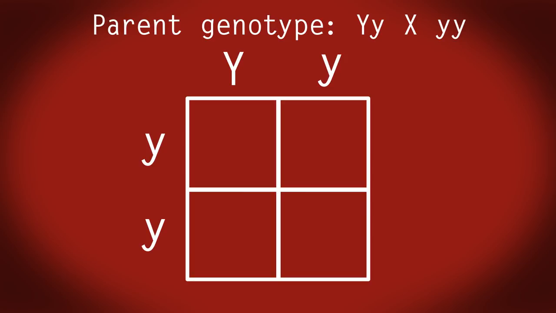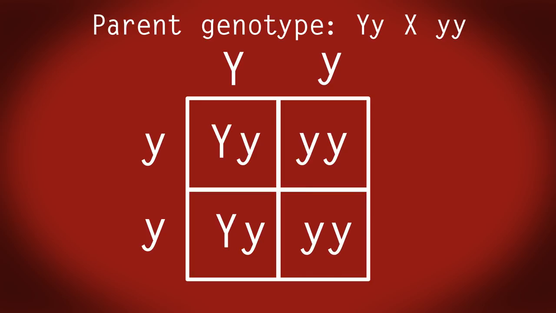Let's fill in the gaps. I'll do the first one for you. Dominant Y and recessive y gives Yy. Can you complete the rest of the Punnett square? Pause the video, have a think, and click play when you're ready to check. Did you get it right? Make sure you always have two letters in each of the four boxes.